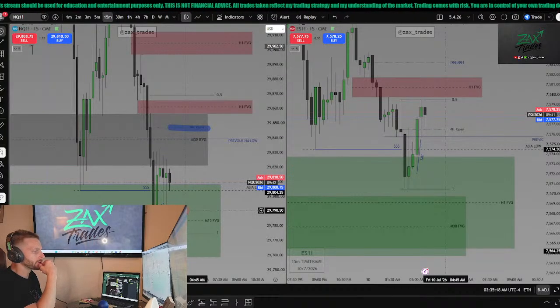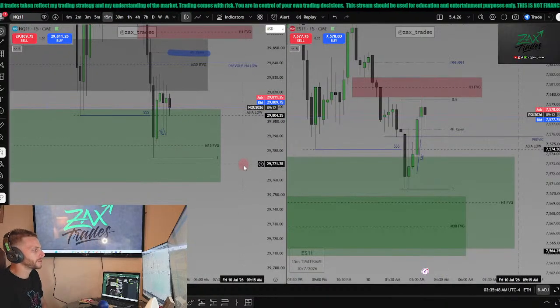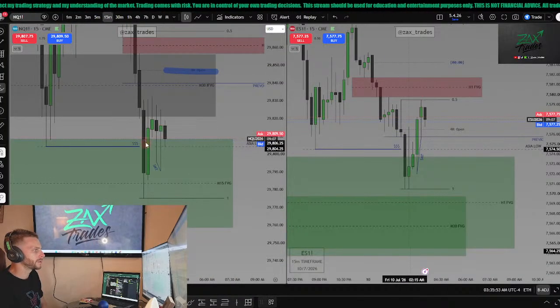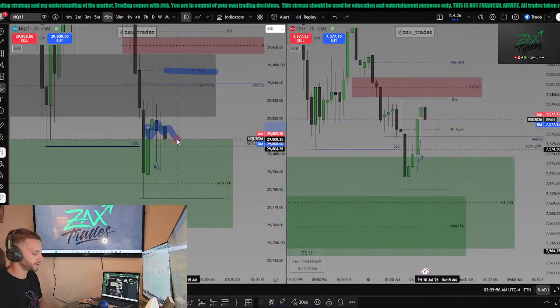This is holding that 4 hour open so far really well, showing me it wants to be a bullish 4 hour candle, is what our trade idea is set up for it to be. The view is just sitting in limbo right now. Very choppy.